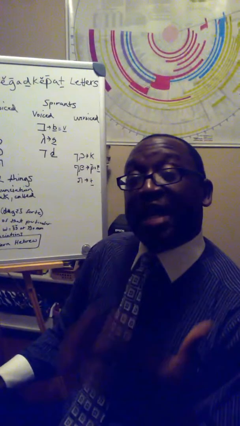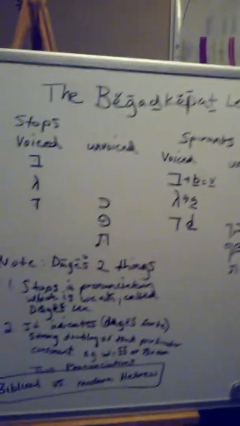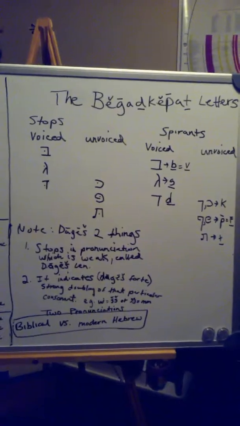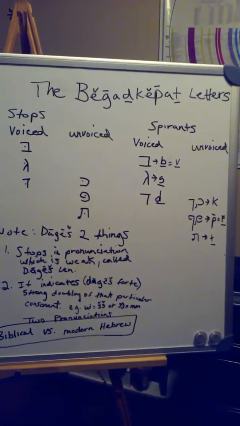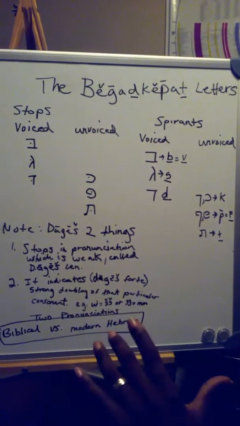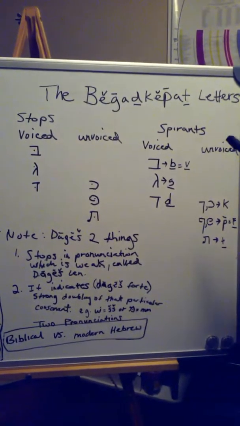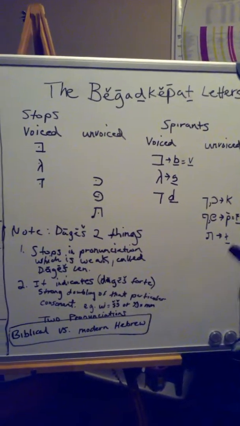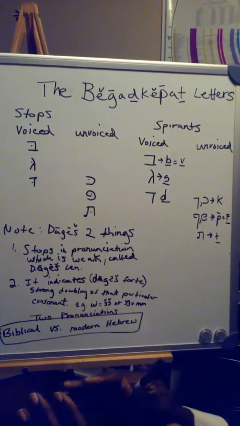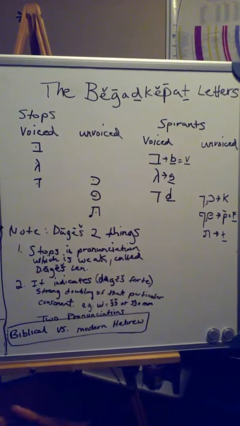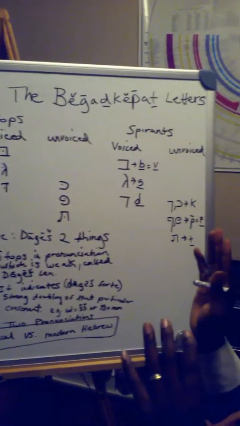Now let's go to the Bigad Kafat letters. The Bigad Kafat letters involve specific letters of the Hebrew alphabet used with a Dagesh Lin. A Dagesh Lin is a dot in the middle of these particular letters. Now, why do we call them Bigad Kafat letters? Number one, they produce stops when we pronounce, and they also produce spirals when we pronounce.